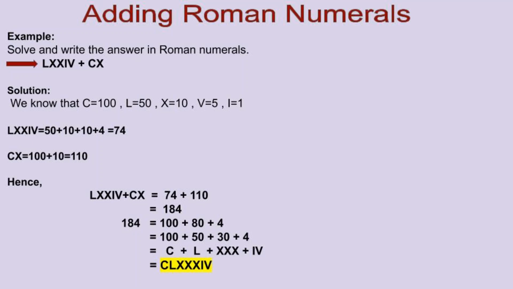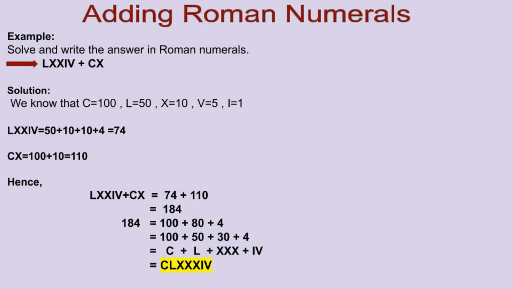Let's see adding Roman numerals. Example, solve and write the answer in Roman numerals. LXXIV plus CX. We need to add these Roman numerals. Let's see the solution. We know that C equals 100, L equals 50, X equals 10, V equals 5, I equals 1. So, LXXIV. In this numeral, L is the larger numeral and all other numerals are smaller. As per the rule, if a smaller numeral follows a larger numeral, the numerals are added. Hence, 50 plus 10 plus 10 plus 4 equals 74.